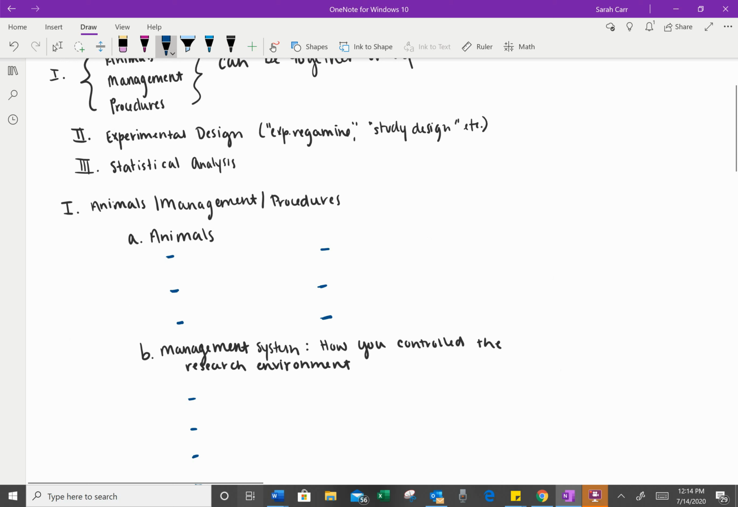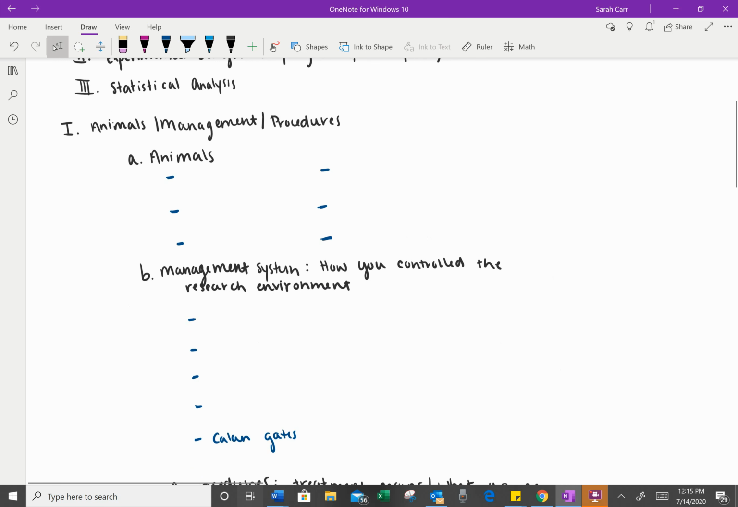Okay, so in subsection 1, the animals, management, and procedures, I'm going to break those down into each of those. So animal information would include the number of animals used, the weight, and this is specifically if it's relevant. If you had a group of mice that were all more or less the same, the weight may not be necessary, but if you were looking at beef cows and you wanted to track their growth over time, you would want to report the starting weight. You would include their age, especially their breed, because some results could be breed specific.